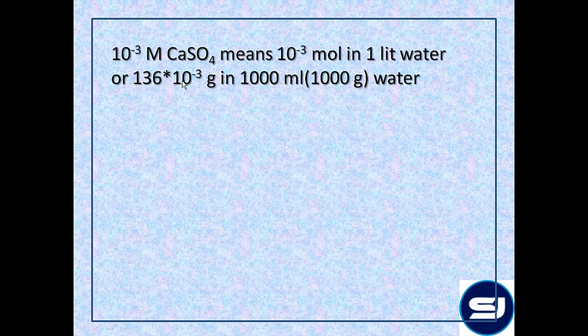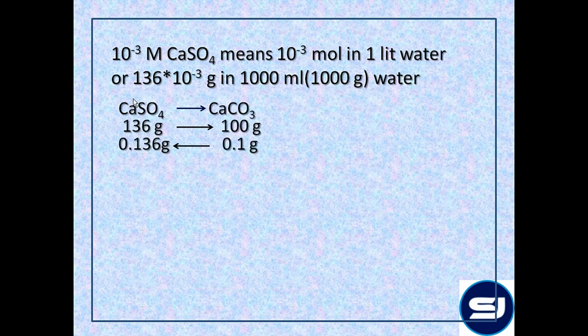Or 136 times 10 raised to minus 3 grams. The moles is converted into mass by multiplying 136, that is molar mass. So 0.136 gram is present in 1000 ml or 1000 gram of water, because water has a density of 1 gram per ml, so 1000 ml is equivalent to 1000 gram. Now we have to convert the calcium sulfate into equivalent amount of calcium carbonate.